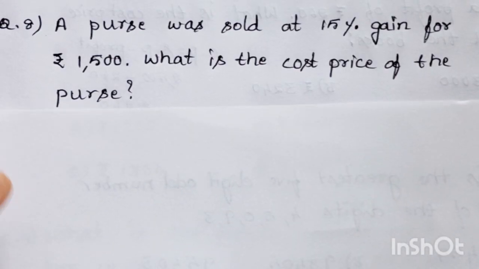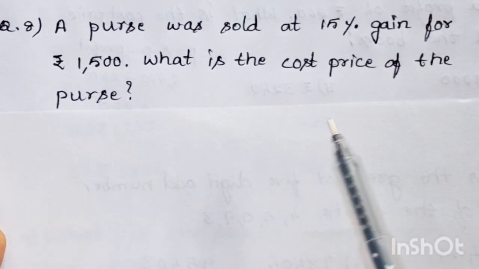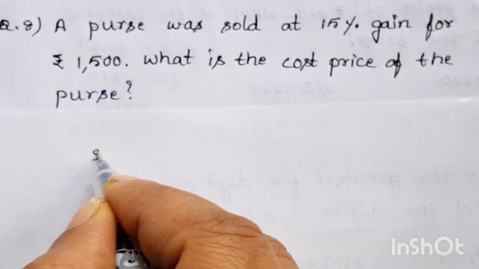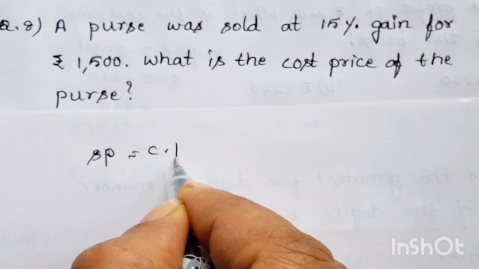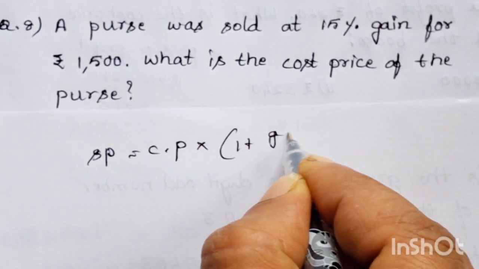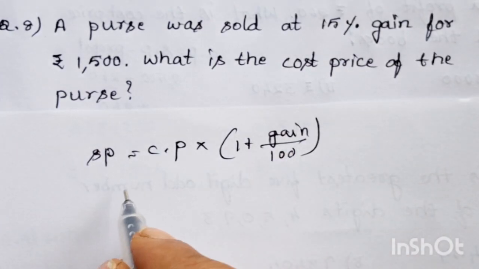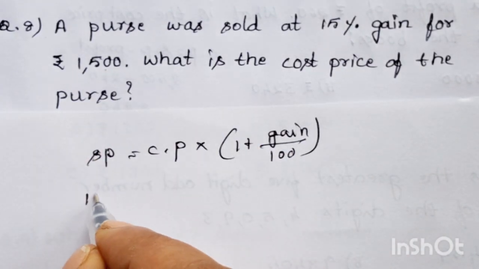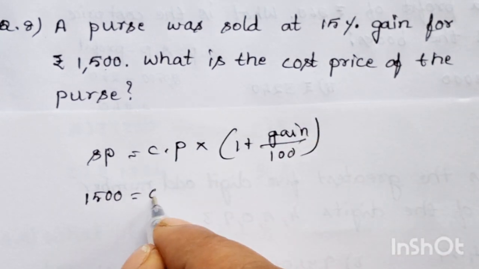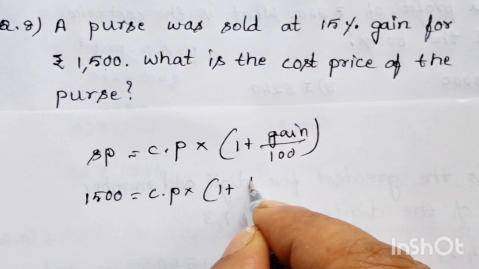Here we need a formula. The formula which relates the gain, selling price and the cost price is selling price is equal to cost price multiplied by 1 added to gain over 100. So we substitute the values. Selling price is 1500 and cost price we must find out, and it is multiplied by 1 plus the gain is 15%.